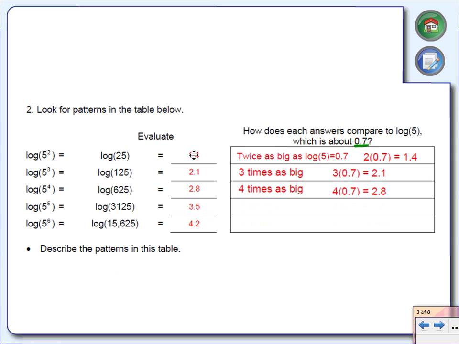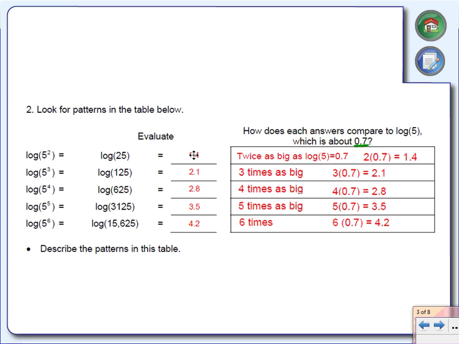All we're doing is taking what and multiplying it by the x bar? The 0.7. And why the 0.7? Because that's what the log of 5 is. Okay? So on this one, it's 5 times as big. In other words, we're multiplying the 0.7 times the 5. And then that last one over there, it got 6 times as big, meaning that we multiplied the 0.7 times the 6. And that's how we came up with that 4.2.